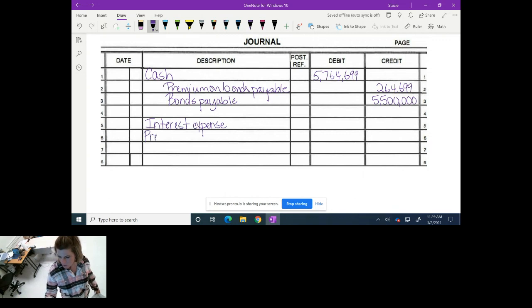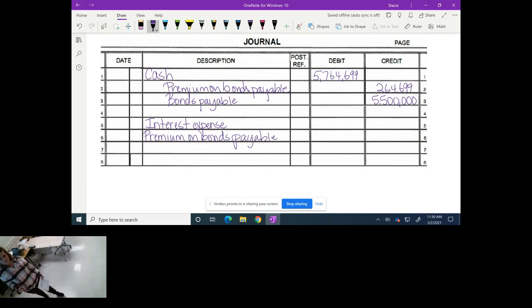We'll have to debit our premium on bonds payable because when we recorded the issuance of the bond, we credited premium. So premium's got a credit balance. If we're going to take some out of it, we got to go the other direction. And then we'll credit cash. All right, well, we calculated our interest payment. It's $192.5.